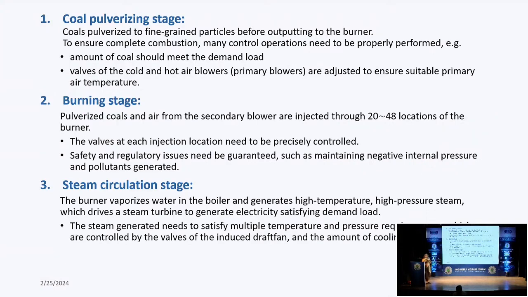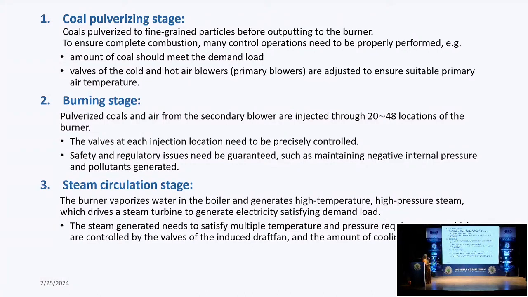In order to build the model, both for the simulator and for building the controls, they have considered all these different stages and what are the different control parameters and the requirements of each stage. They have identified the important constraints and the important controlling parameters. For example, for the coal pulverizing stage, the amount of coal should meet the demand load. Then the valves of the cold and hot air blowers have to be adjusted to ensure suitable primary air temperature.